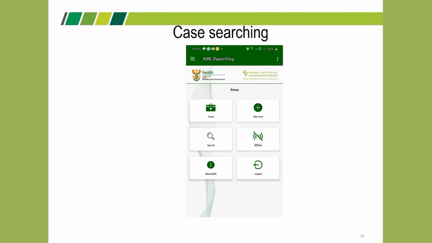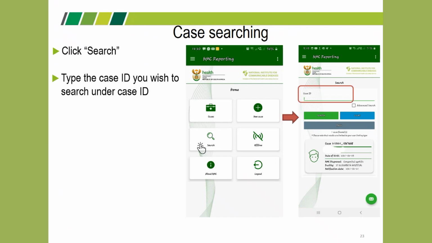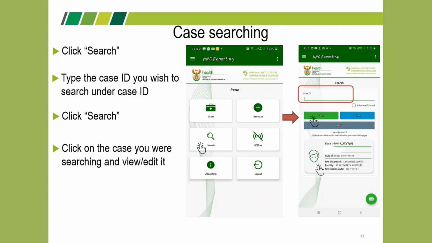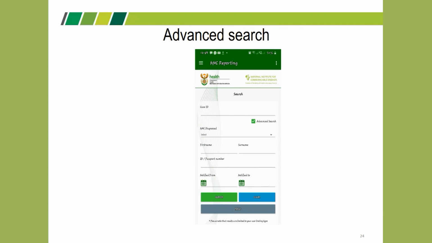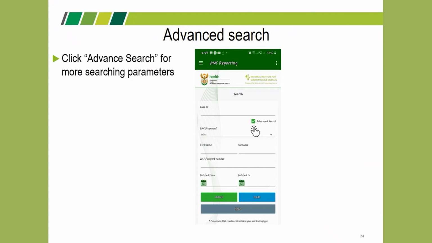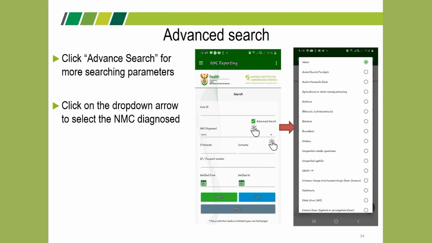How to search a case. So you click on to search. Once you have done that, you will be able to search by either a case ID if you wish, or search under the patient's identification number, or the patient's name, or the patient's surname. If you want to do an advanced search, again, there will be more parameters which will be available to you to select from. You can click on the drop-down arrow to select the NMC diagnosed.